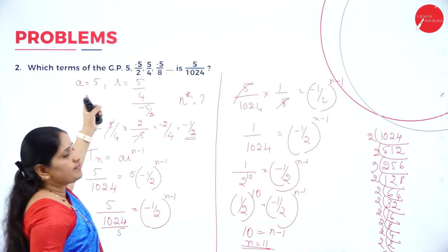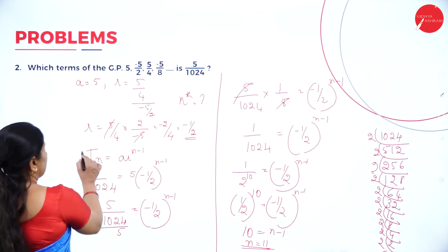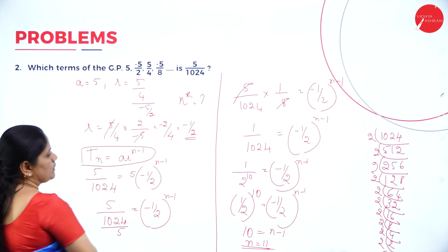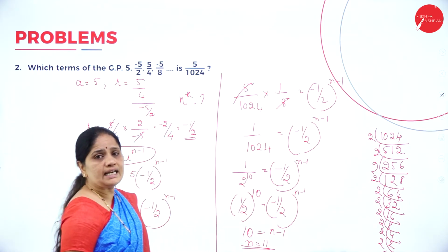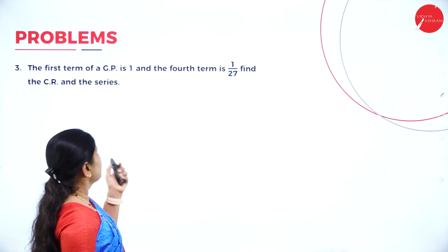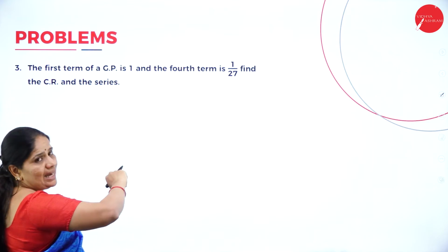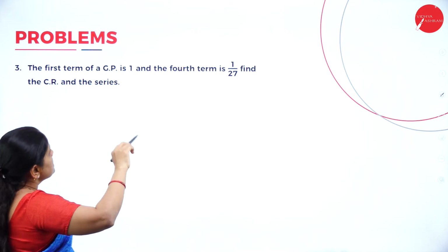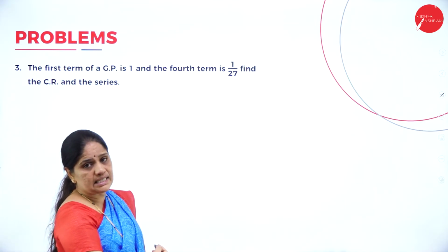So, first we find A, then we find R, then we use the formula Tn equals AR to the power of n minus 1. So, when we simplify, we get n equals 11. Then, the next problem: the first term of the GP is 1 and the fourth term is 1 by 27. Find the common ratio and the series.